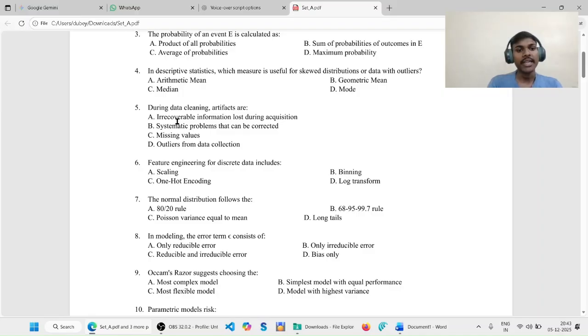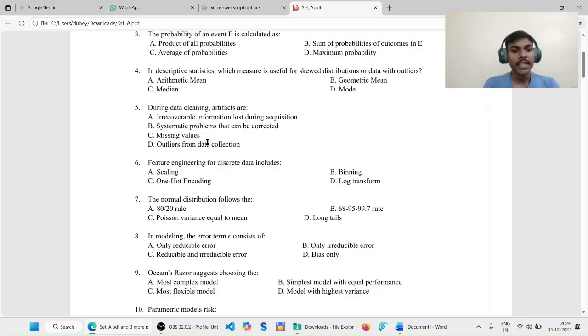Question 5. During data cleaning, artifacts are: irrecoverable information lost during acquisition, systematic problems that can be corrected, missing values, or outliers from data collection. The correct option is option B, systematic problems that can be corrected. Artifacts are consistent errors introduced during the collection or data cleaning processes. Because they follow a pattern, they can be detected and fixed, and removing the artifacts keeps the dataset accurate and the results unbiased.